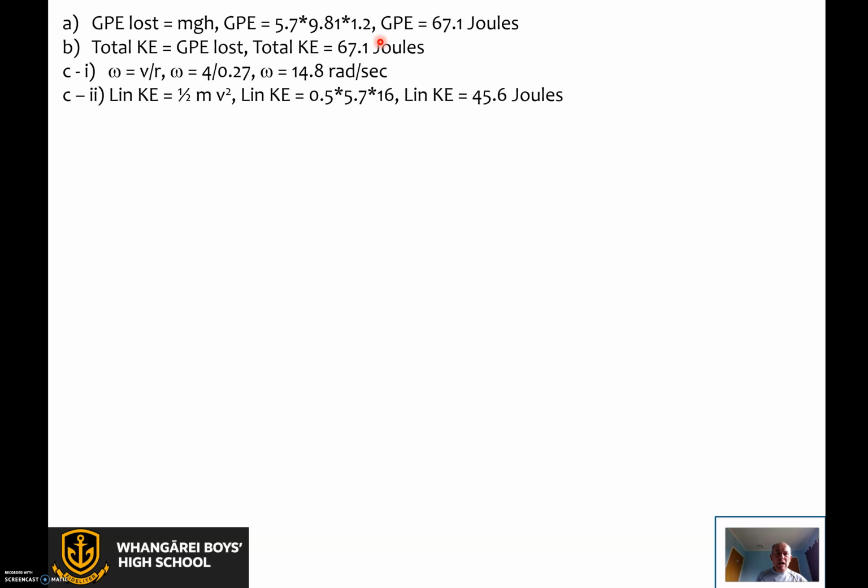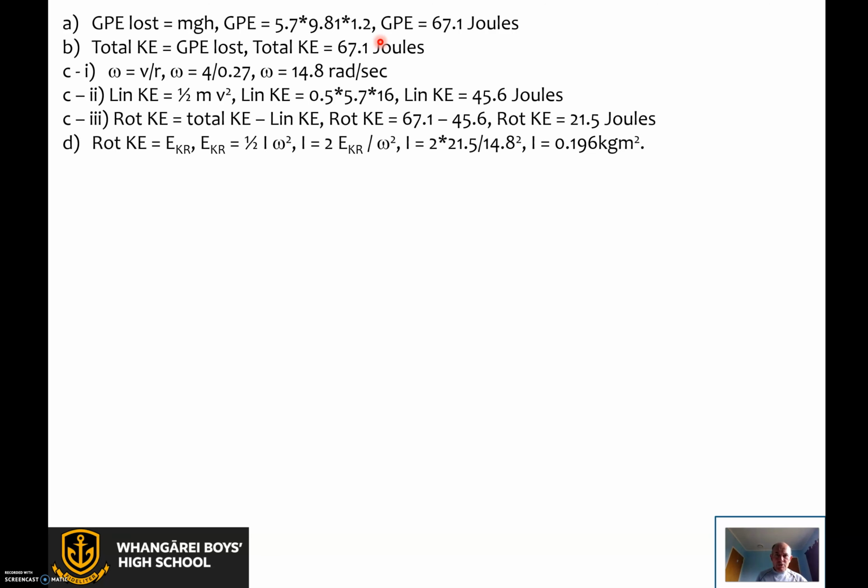Linear kinetic energy is a half mv squared, half times 5.7 times 4 squared, 16. I get 45.6, and the book gives me 46. Nice. Rotational kinetic energy is what's left over. 67.1 minus 45.6. I get 21.5, and the book says 22. We're on track.